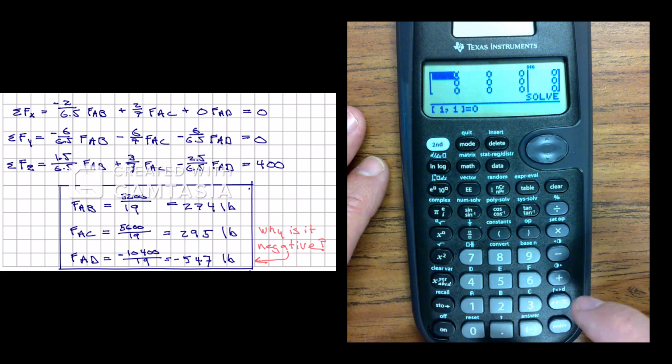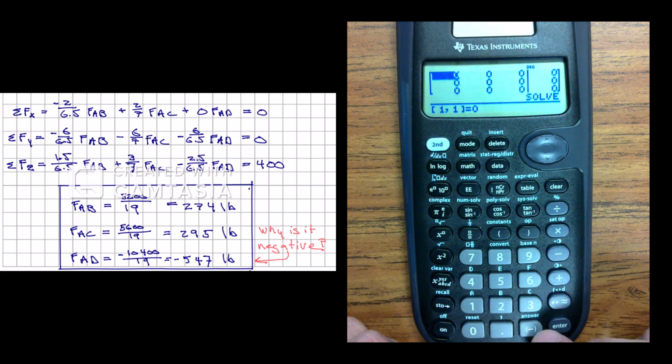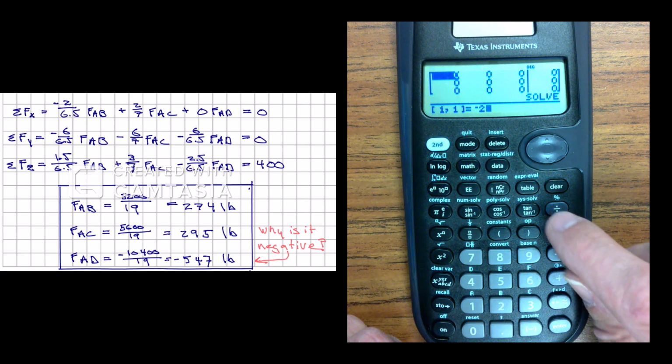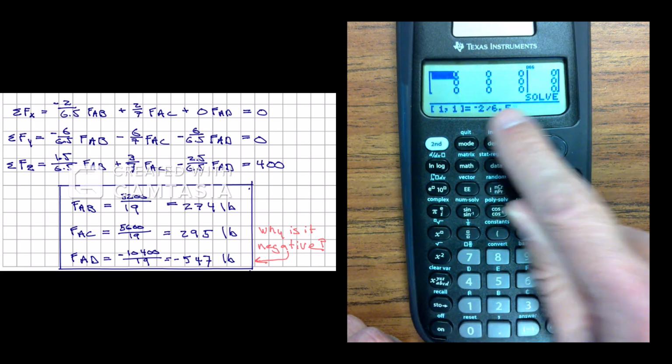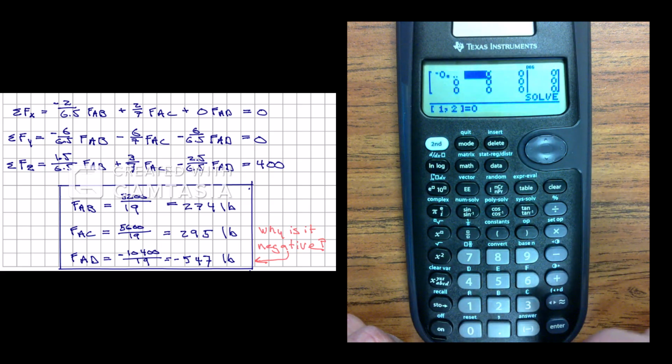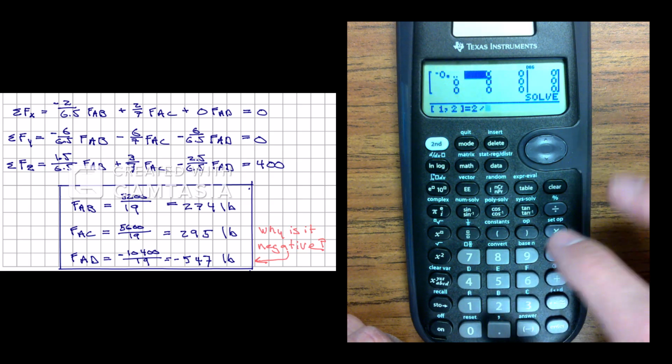So now I'm going to put in all those numbers that were before that. In this case, again, we're using the minus key here, 2 divided by 6.5, and then hit enter and move over. And we're going to go with putting the rest in here.